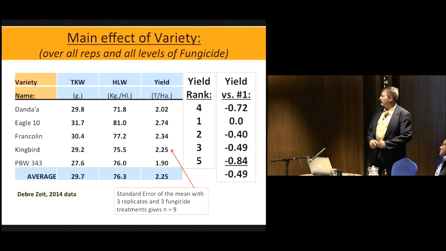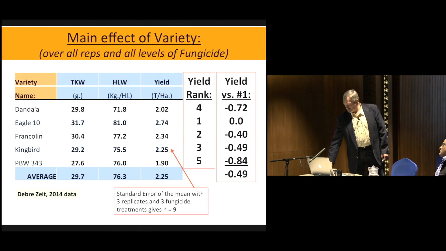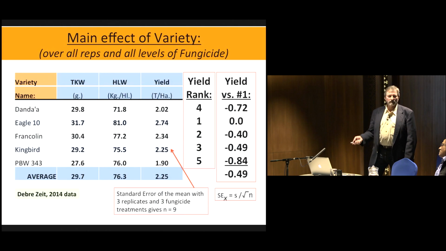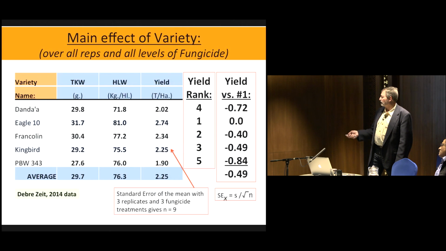So again, just to remind ourselves that some of these means are estimated with more precision than others. The means in this column have a standard error that's a function of 3 replicates and 3 fungicide treatments, which gives us a sample size of 9 observations. And so the standard error of the estimate for that treatment mean is the square root of the error variance, which is the standard deviation, over the square root of the number of samples. And the higher the number of samples is, the better the estimate of the mean.